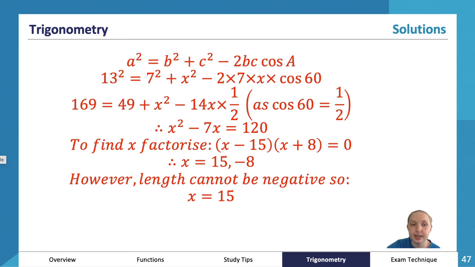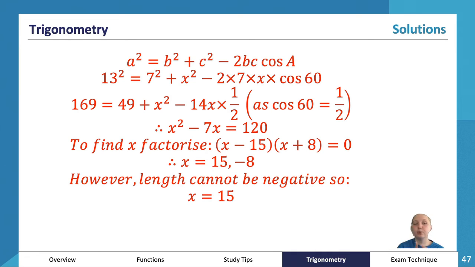Then in order to find x, we've got a quadratic. So move that 120 across, you'll get x squared minus 7x minus 120. Factorize that out, you'll get x minus 15 times x plus 8 equals 0. Therefore, x is equal to 15 and negative 8.